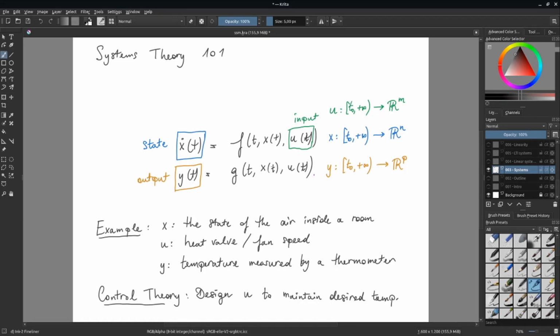A big motivation of this framework is something called control theory, where typically you have the system, the state dynamics are fixed. You also have some outputs, but probably not a lot of them, and you can control the input. The goal of control theory is to design the control, so you can design u of t to maintain maybe some desired temperature. For example, a thermostat in your house that tries to maintain the same temperature is basically a control system like this. And you can find a whole bunch of things like that.